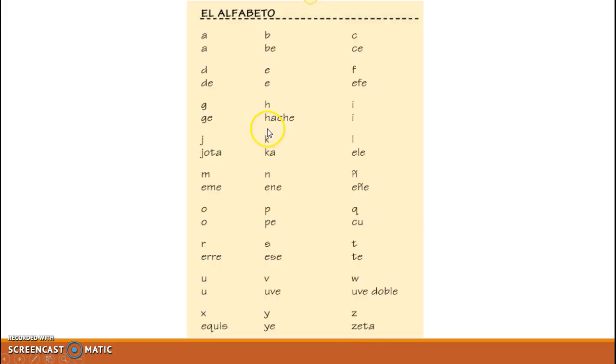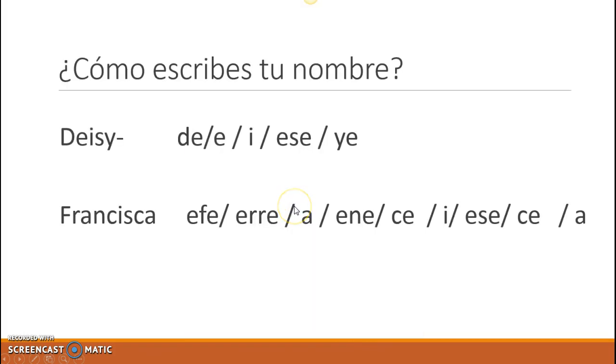Cuando hablamos de el alfabeto, una pregunta común es ¿cómo escribes tu nombre? How do you write your name? Or how do you spell your name? So, Daisy. D, E, I, S, Y. Por ejemplo, el nombre Francisca se escribe F, R, A, N, C, I, S, C, A. ¿Ok?